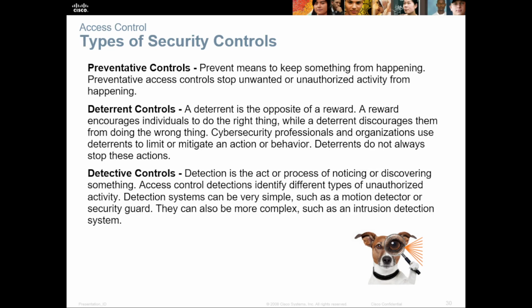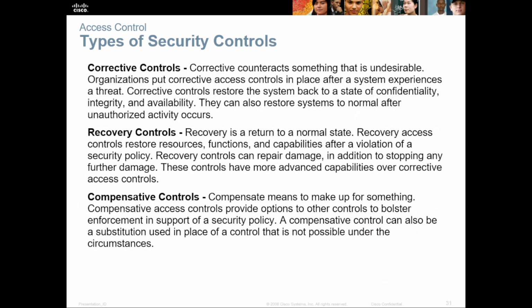Then there's detective control. Detection is the act or process of noticing or discovering something. So access control detections identify different types of unauthorized activity. Detection systems can be very simple, such as a motion detector or security guard. They can also be more complex, such as intrusion detection systems.